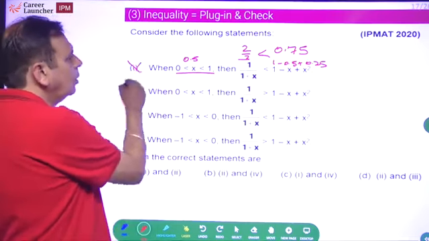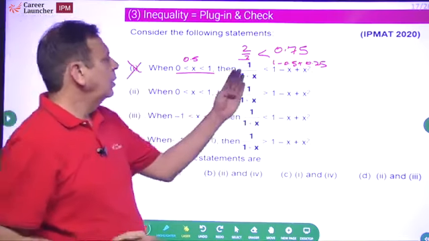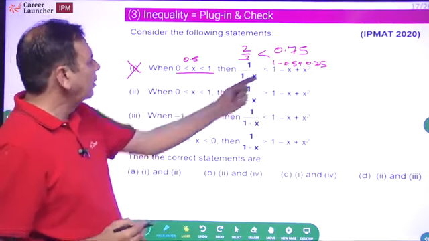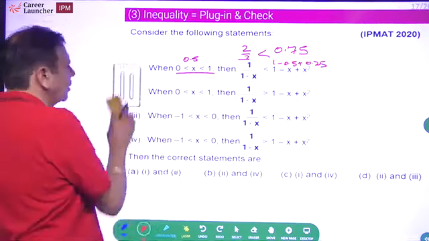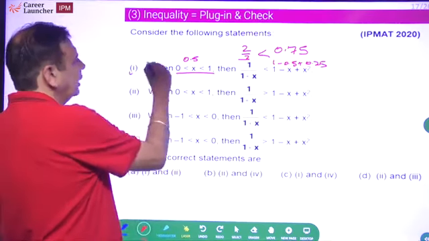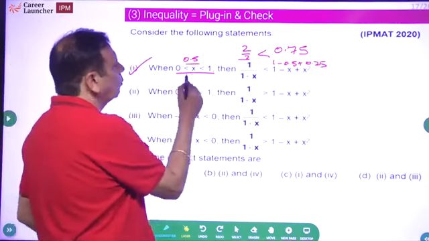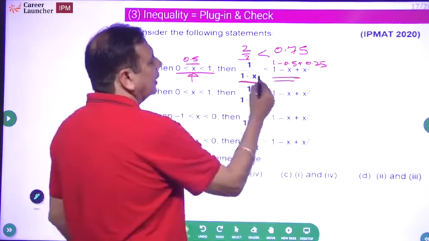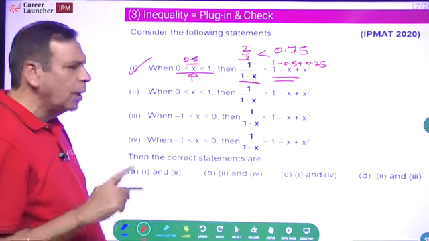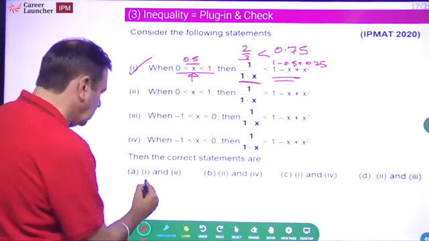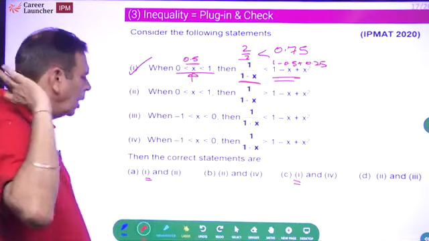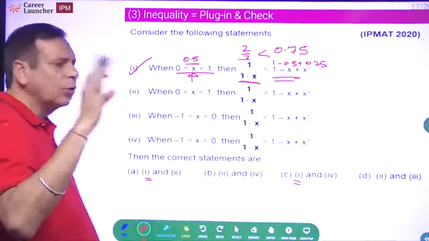So statement 1 has to be wrong. Why? Because, I'm sorry, statement 1 is right. It is saying less than. I'm sorry, my mistake. Statement 1 is correct because for x equal to 0.5, it lies within the range. Left hand side is less than the right hand side, which is what it's saying. What does this mean? 1 should be a part of my answer. So, 1. The answer will be among these two. Answer has to be either A or C.